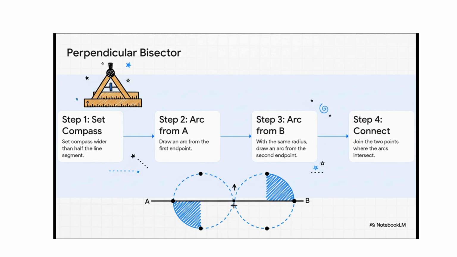First, set your compass to any width that's clearly more than halfway across. From one endpoint, you swing an arc. Then, and this is the most important part, without changing the compass width, you swing another arc from the other endpoint. See where those two arcs cross? You've just created two new points. Connect them with your straight edge, and boom, you're done. That's a perfect perpendicular bisector.